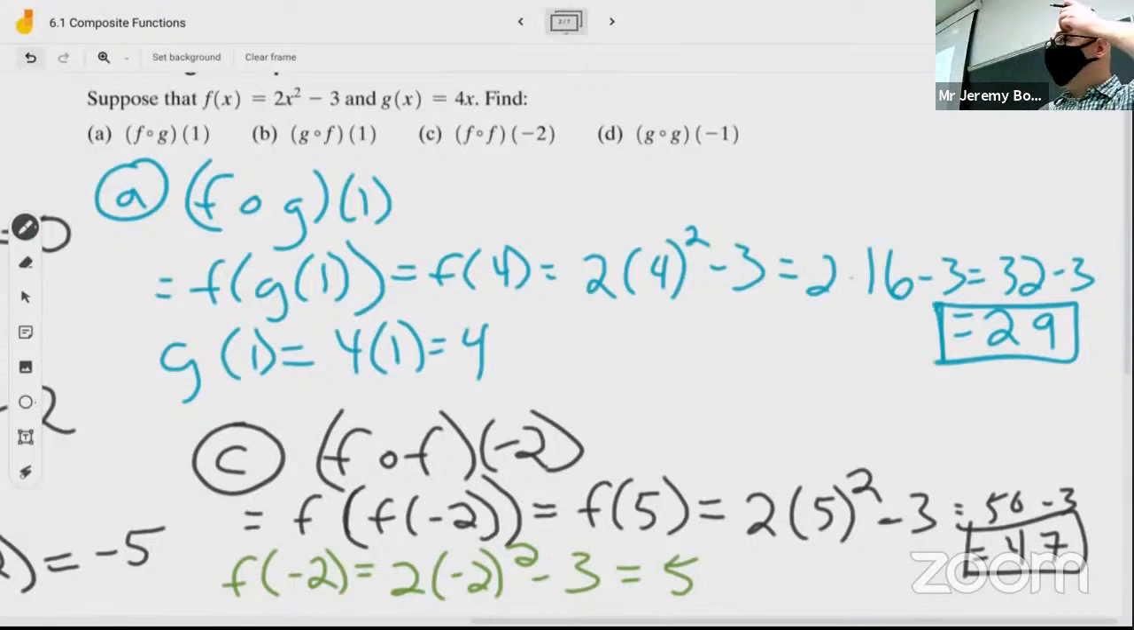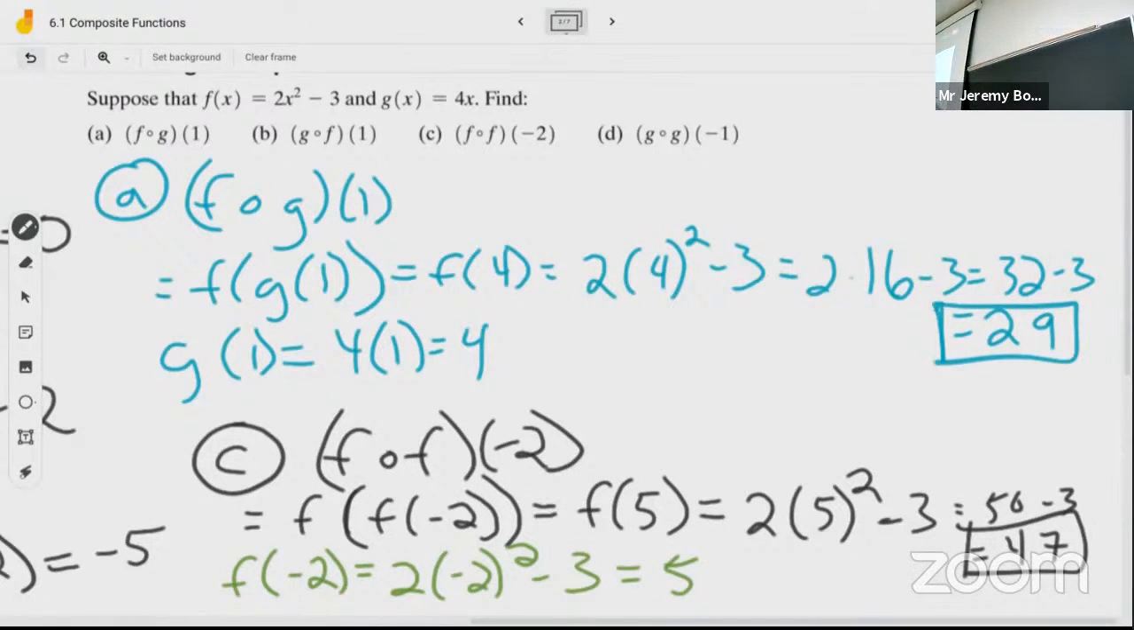Any questions on that? No, we're all good. Now, in this problem, every time we're doing one, they're changing the composite function we're doing. Part A is F composed with G, part B is G composed with F, C is F composed with F, and D is G composed with G.